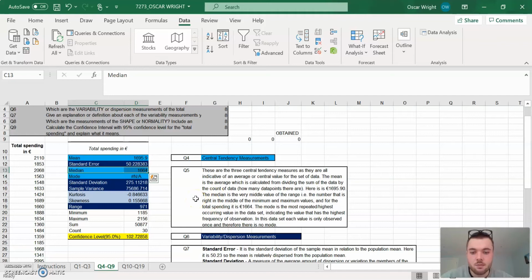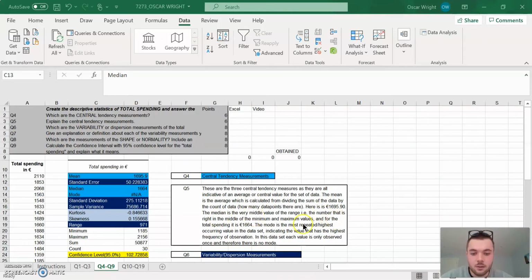The median is the next central tendency measure. It is the very middle value of the range, i.e. the number that is right in the middle of the minimum and the maximum values of the total spending, that is 1,664.